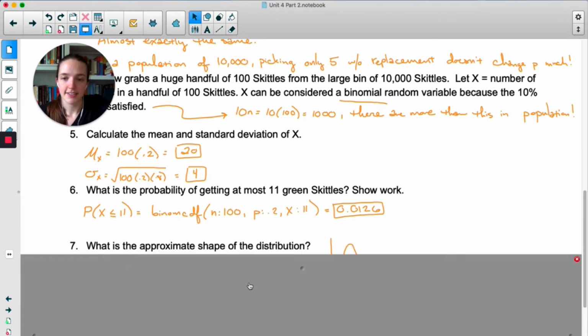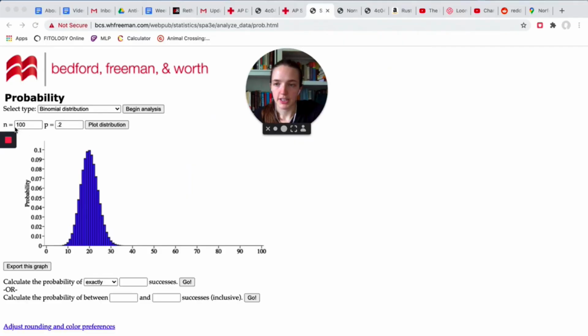This next question asks about the approximate shape of the distribution. So I actually have an applet. Here I've put in sample size is 100, probability of success is 0.2. Here's what the probabilities look like. So most of the time, if you were to repeat this over and over and over, you would get 20 green Skittles because the probability of green Skittle is 20%, and we're taking 100 Skittles. That makes sense. You would mostly be within 4 Skittles of the mean because that's our standard deviation, but sometimes you would get more than 4 in either direction.